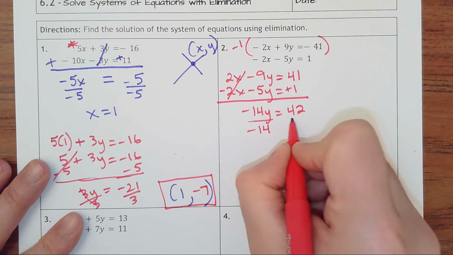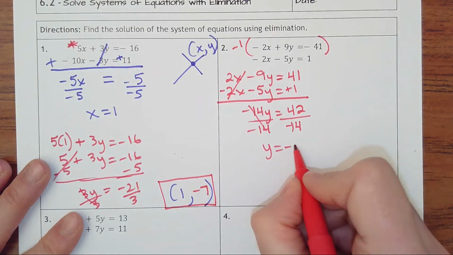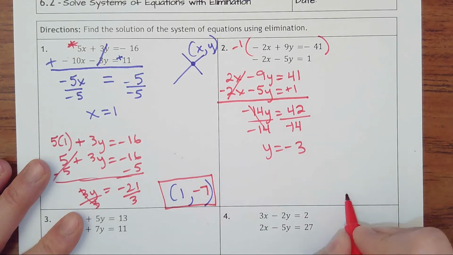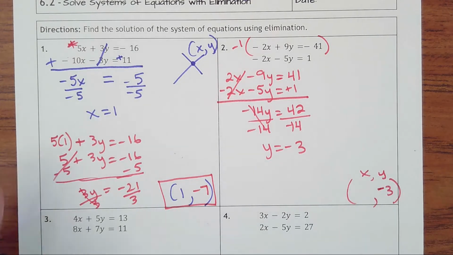Divide by negative 14. So y would equal negative 3. Okay, that's half my answer. Make sure you're putting it in the right spot. This is y, right? Because x comma y. So we need to put it in the second number.